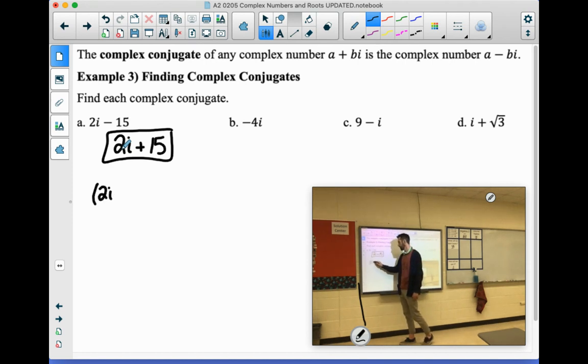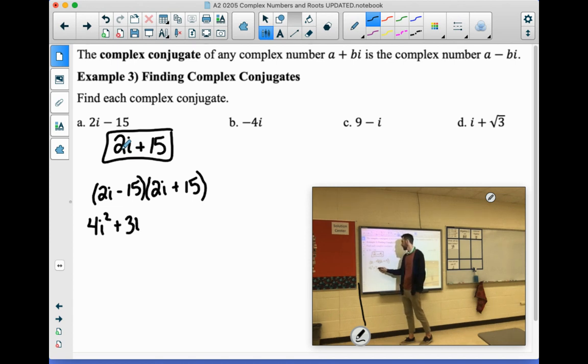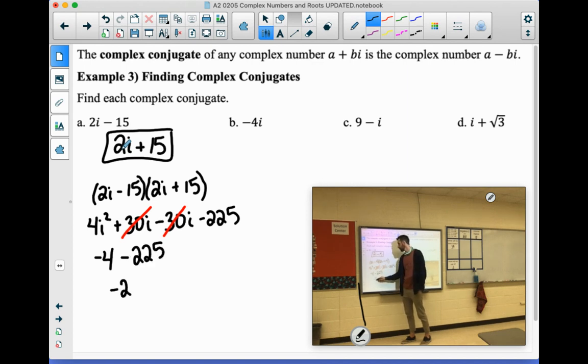If I were to multiply these together, this is a difference of squares. Or even if you didn't remember that and you FOILed it, it'd be 4i squared plus 30i minus 30i minus 225. So the plus 30i minus 30i, those cancel each other out. So you're left with 4i squared. Now i squared is negative 1 times 4 is negative 4 minus 225 is negative 229.